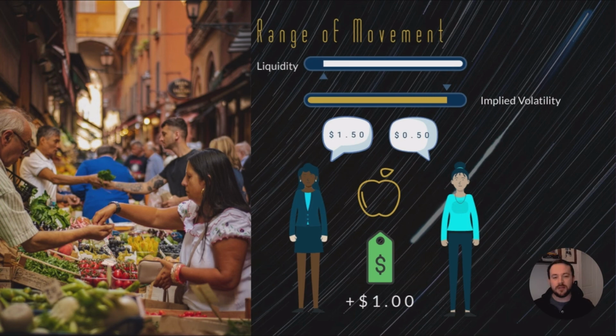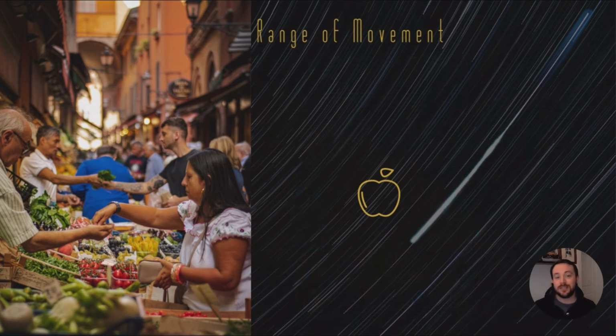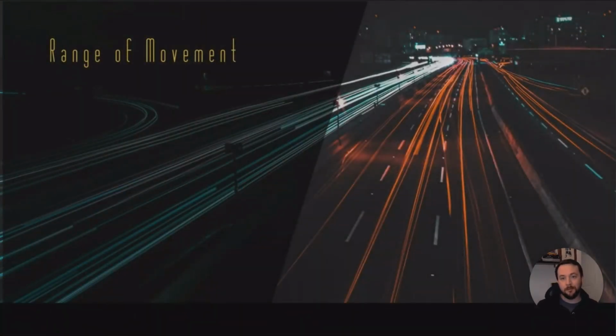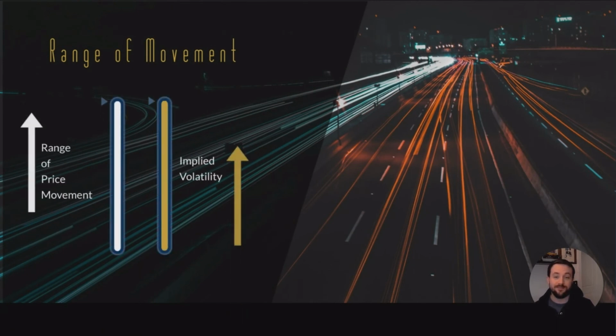So as implied volatility increases, the market expects the price to move a greater amount. This expectation of price movement can be very useful to keep an eye on. And that's what we see here. So as liquidity diminishes, implied volatility increases, and then price can move more. Wow, that was a lot.